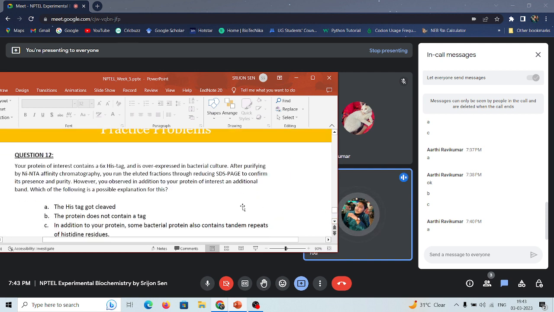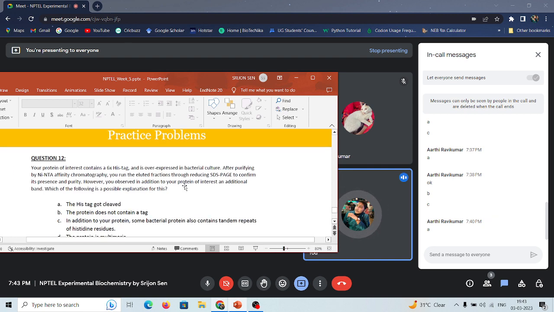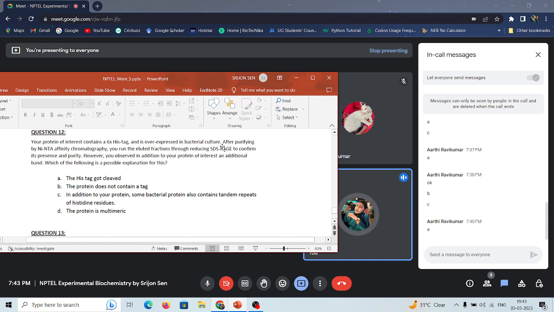Coming to the next question, your protein of interest contains a 6x histidine tag and is overexpressed in bacteria culture. After purifying by nickel NTA, you run the eluted fractions through an SDS-PAGE to confirm its presence and purity. However, you observed, in addition to your protein of interest, an additional band. Which of these possible explanations is for this? The His tag got cleaved, the protein does not contain a tag. In addition to your protein, some bacterial protein also contains tandem repeats of histidine residues. The protein is multimeric.